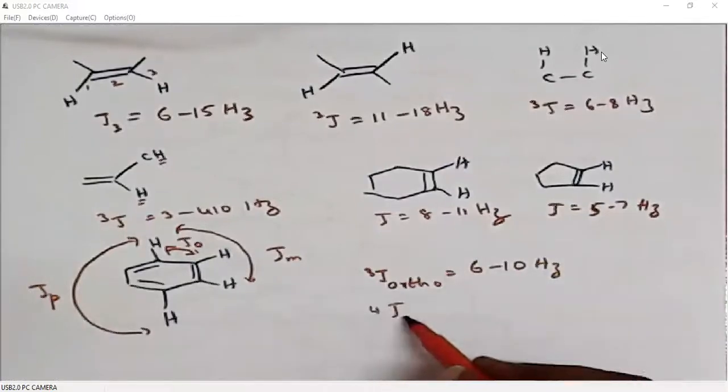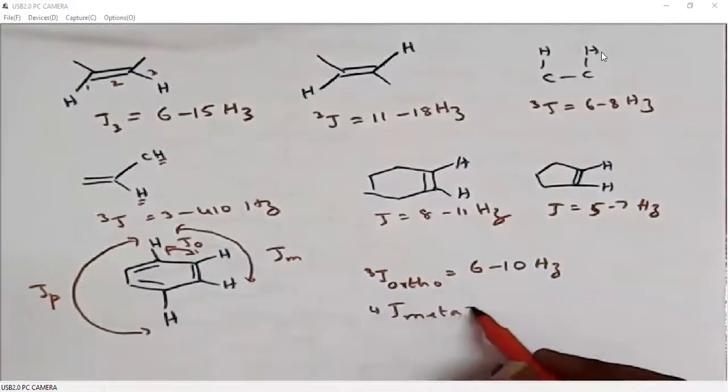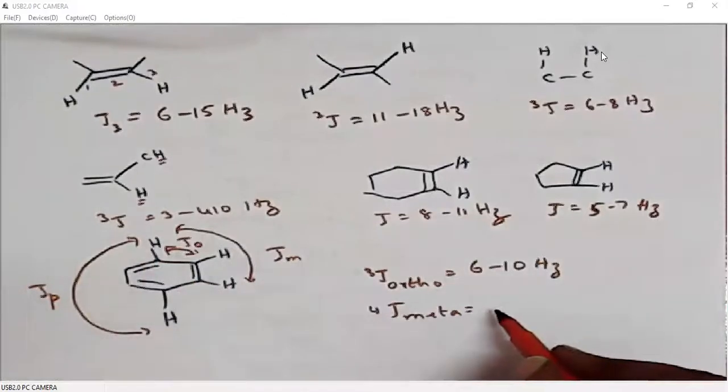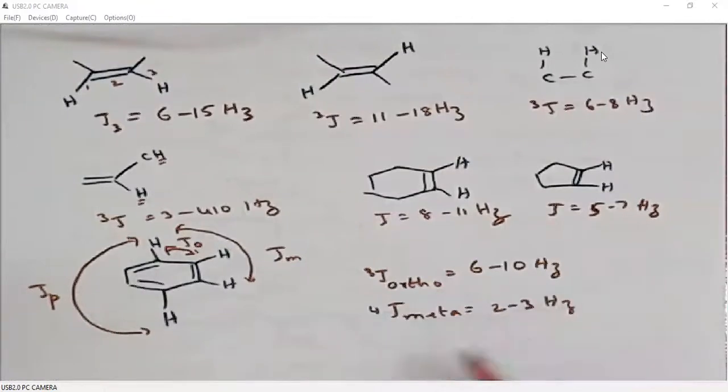The meta coupling is a 4 bond coupling. That means there are 4 bonds between these two hydrogens. It is a weak coupling, so its value is 2 to 3 hertz. And para coupling is a 5 bond coupling. Para coupling is the weakest among the aromatic couplings. Sometimes we may not observe coupling by para proton. So the J value for para coupling is 0 to 1 hertz.